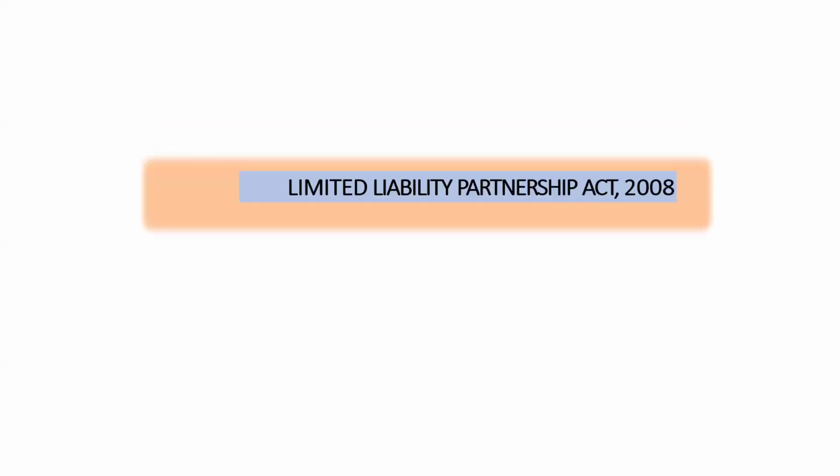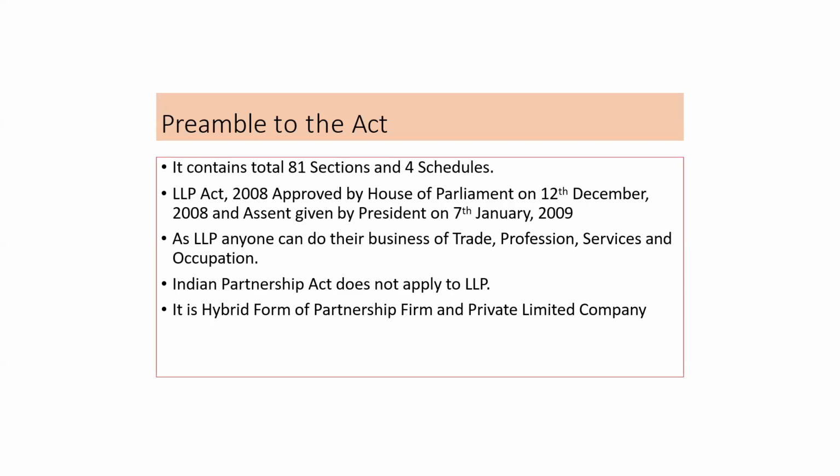Okay? Now limited liability partnership, LLP. LLP में फेवरेट सब्जेक्ट है उनका फॉरेन LLP. जाओ पूछते हैं फिर ऑडिट किस किस केस में कंपलसरी है. ठीक है. This Indian Partnership Act does not apply to LLP. So it's a hybrid form of partnership firm and private limited company. So LLP can do their business of trade, profession, services and occupation.